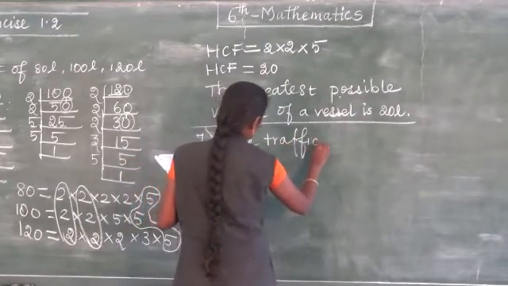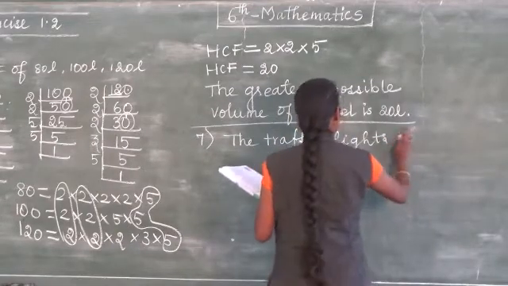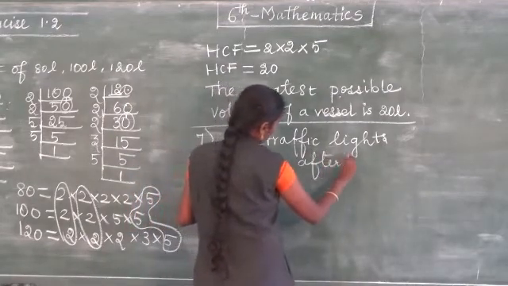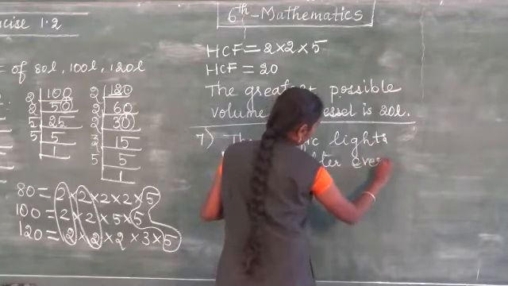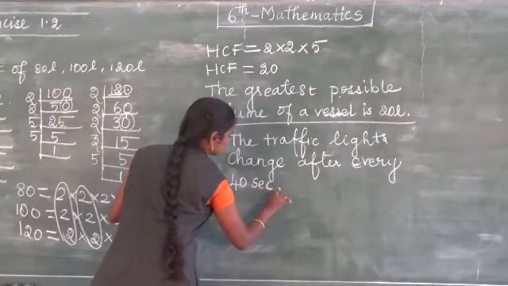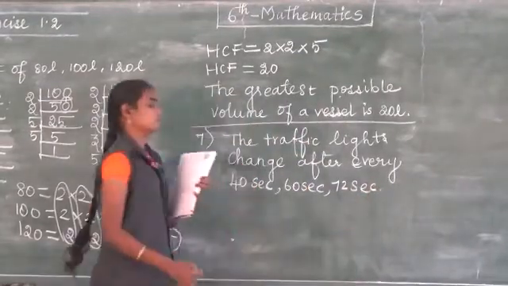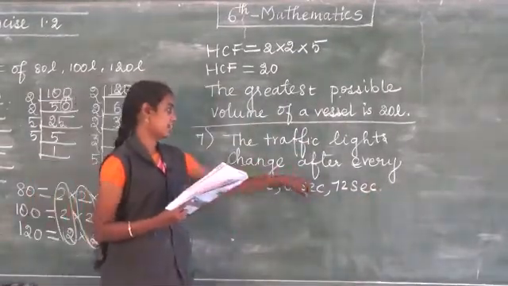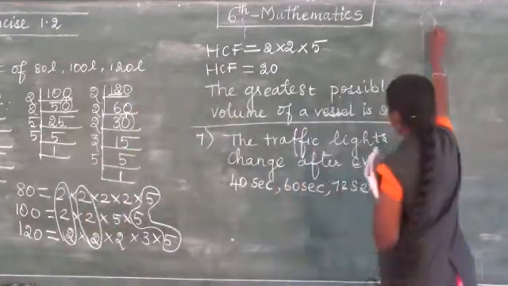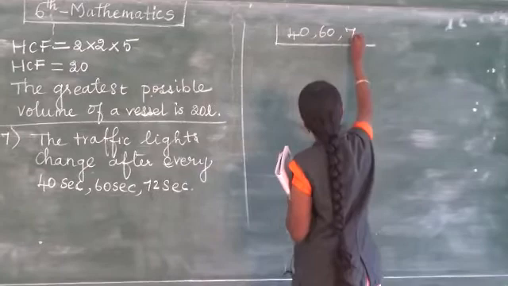The traffic lights change after every 40 seconds, 60 seconds, 72 seconds. Okay, the given is the traffic light changes after every 40 seconds, 60 seconds, 72 seconds. We are going to find the LCM. LCM means together 40, 60, 72.